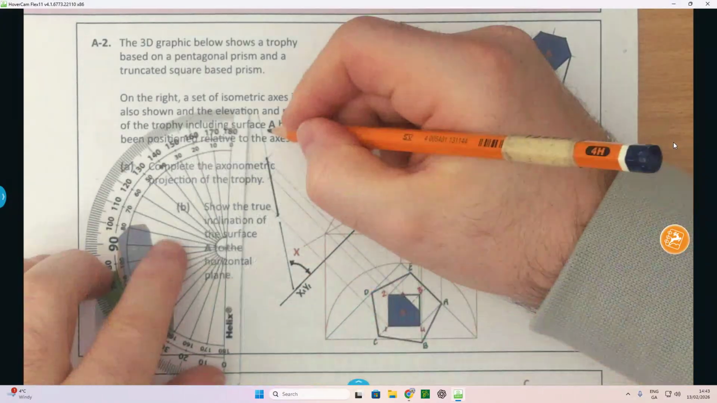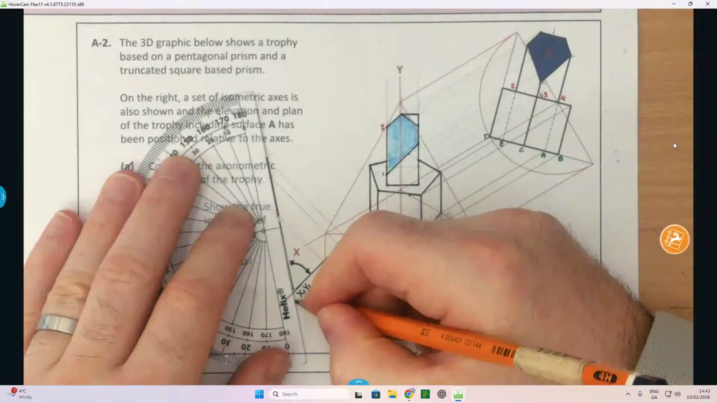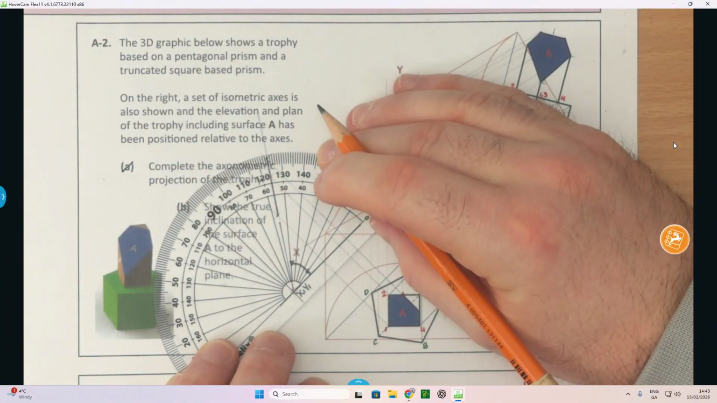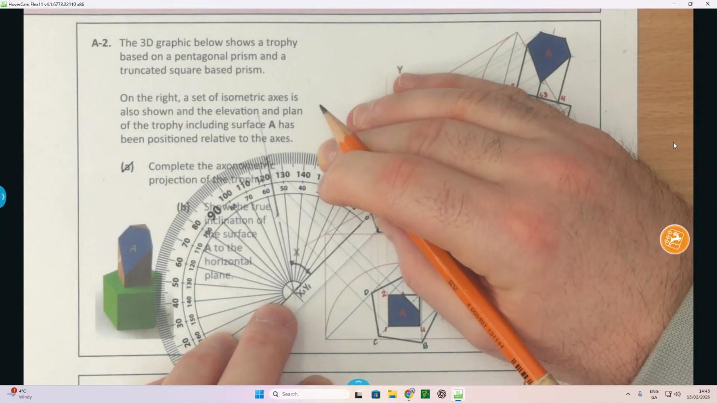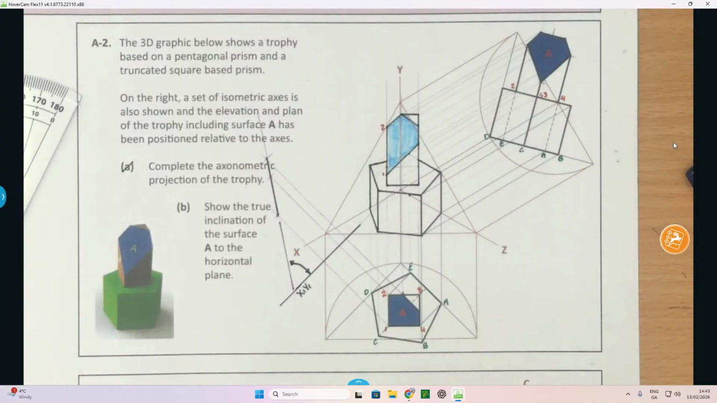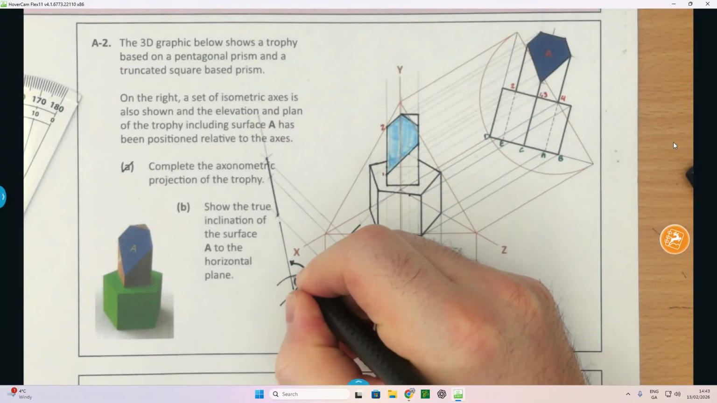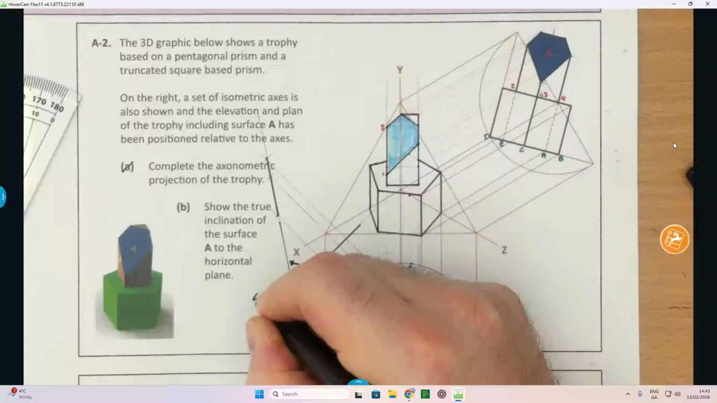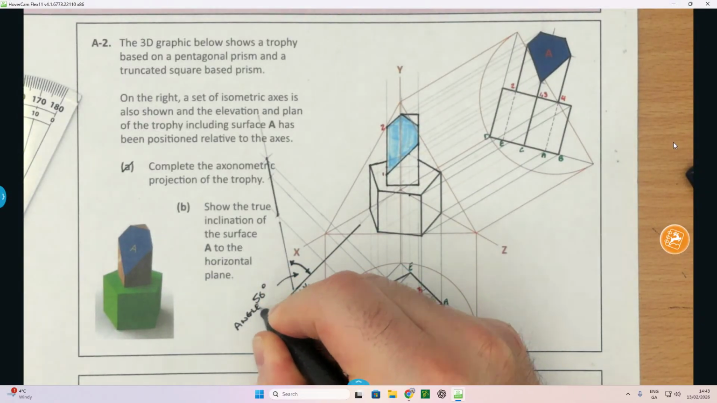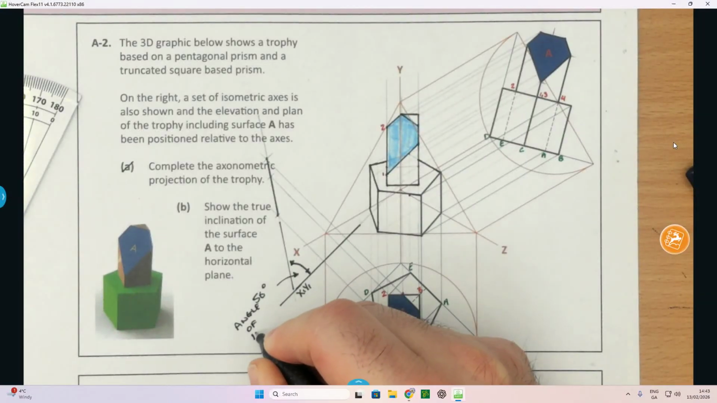Okay, I should extend it down here as well. I'm reading that to be about 56 degrees, it looks like to me. Right there. 56 degrees angle of inclination.